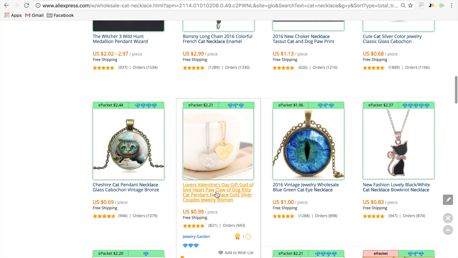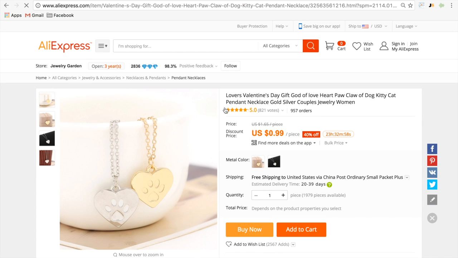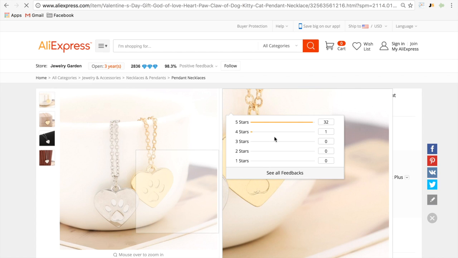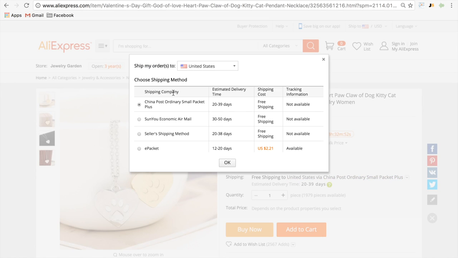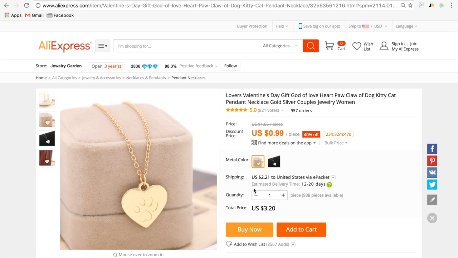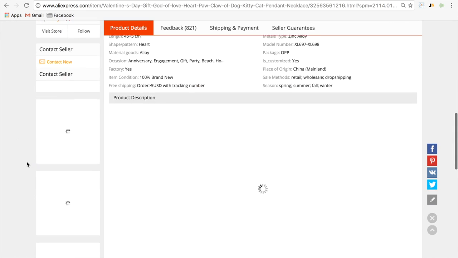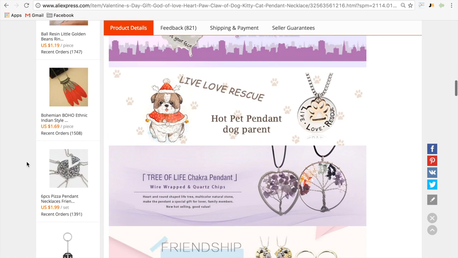You can see this dog necklace. It's just for dog lovers, simple as that. Good seller, many orders, good feedback, great price, good images, and let's see ePacket as well here. You can definitely start promoting this, start testing this out for the dog niche. So now we have another seller. Let's see what else this seller has.